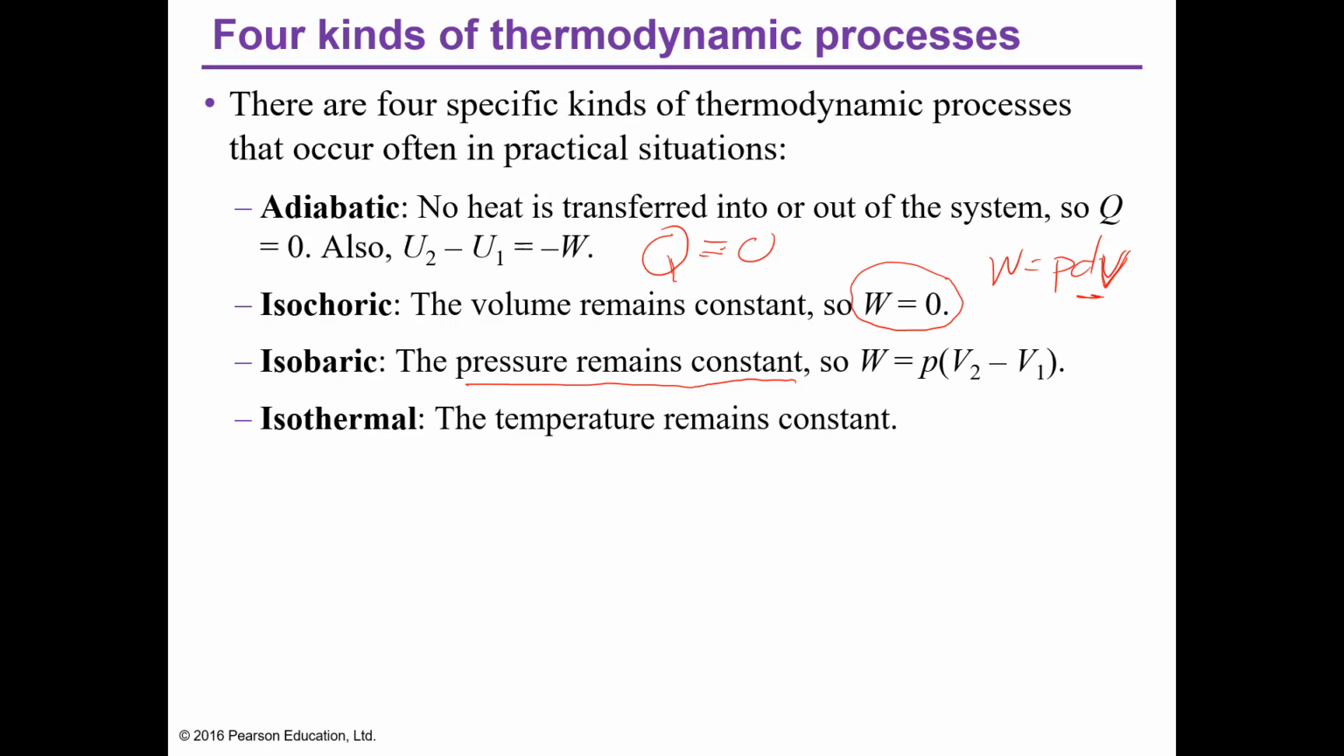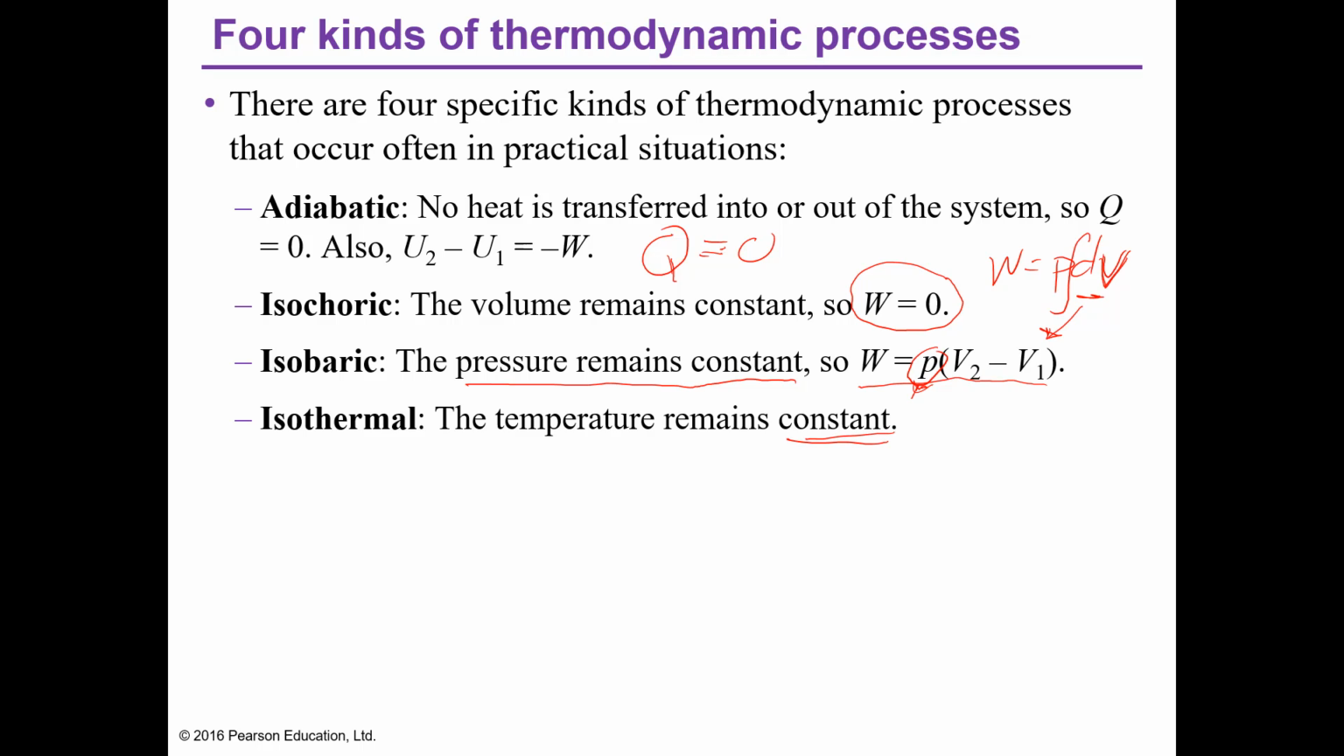For isobaric, pressure now is constant. So when pressure is constant, it implies that work can be reduced into this form. Work is equal to constant pressure P times the change in volume, V2, the final volume, minus initial volume. Since your pressure is constant, you can actually integrate the dV, and the integration of this dV results to V2 minus V1. So isobaric means pressure is constant, and for isothermal, we know this one. Isothermal means that your temperature is constant.